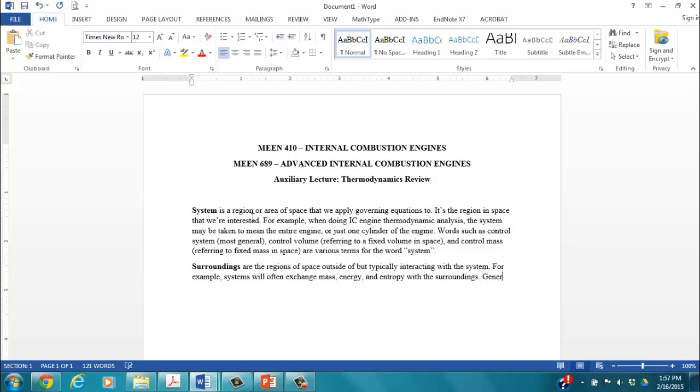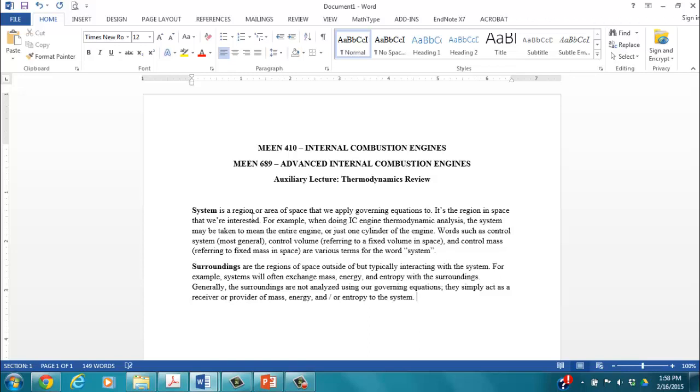Generally, the surroundings are not analyzed using our governing equations. They simply act as a receiver or provider of mass, energy, and or entropy to the system. Okay, getting back to that idea that the system will exchange mass, energy, and entropy with the surroundings. That's really all that the surroundings do, is they basically act as a region of space that either supplies mass, energy, and entropy or accepts mass, energy, and entropy from the system.